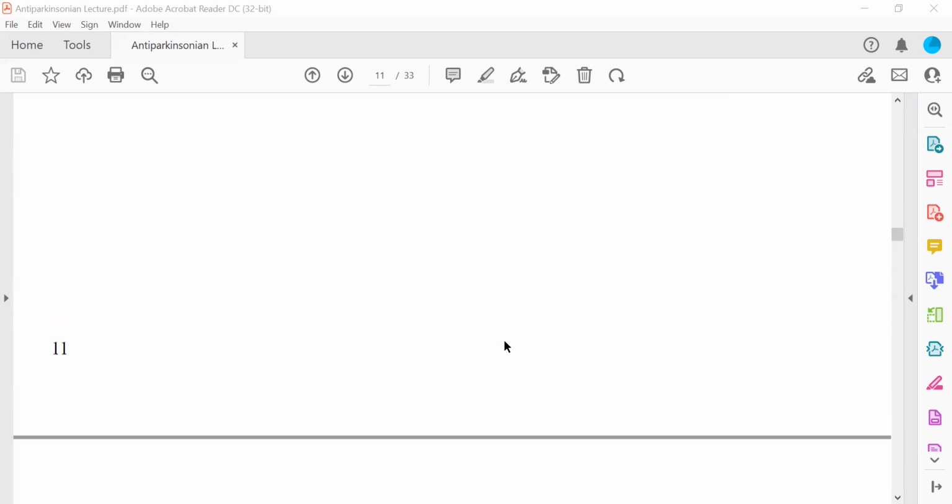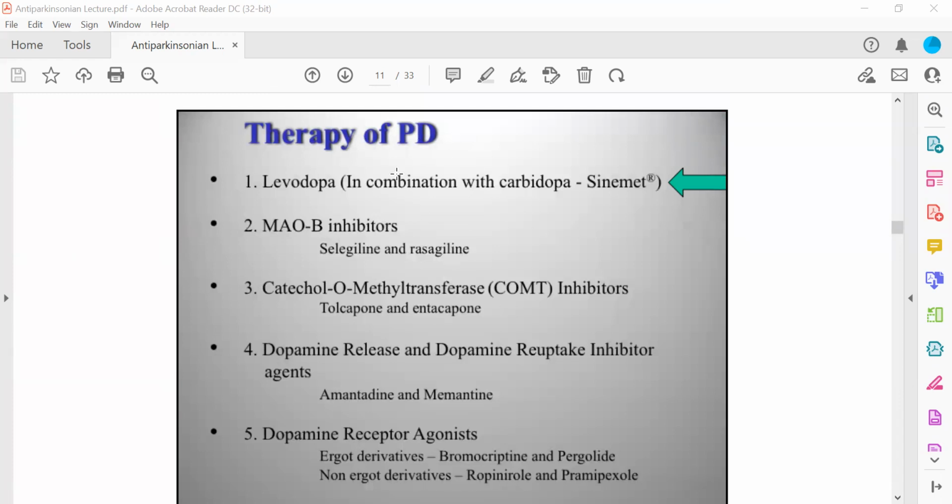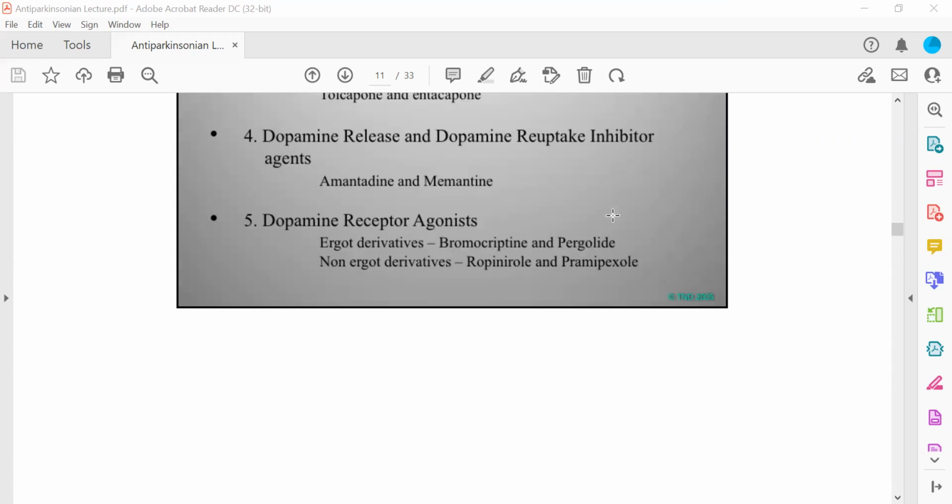Then further therapy of Parkinson's disease, let's have a look at the first drug class. It's the levodopa. And you will see here, I've already indicated that levodopa is used in combination with carbidopa. And that drug is then known as Sinemet.